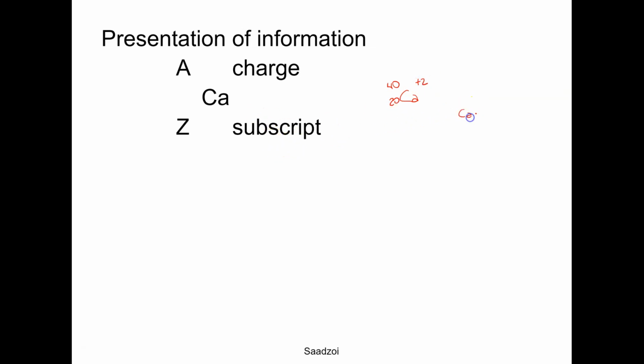Or you'll see calcium phosphate, for example, Ca3(PO4)2. So that's where the subscript comes in. It just basically tells you how many of that atom you have.